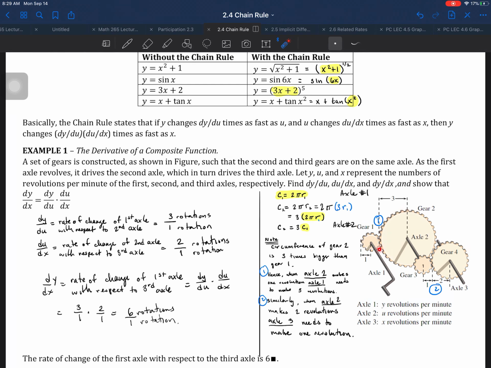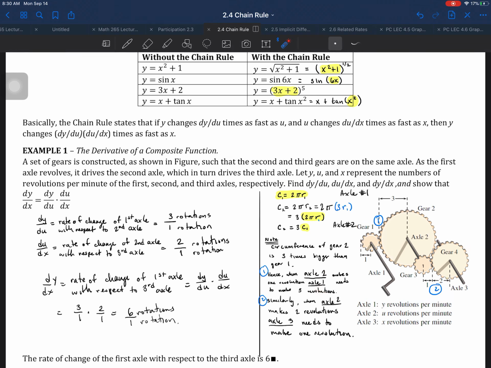So the circumference of gear 2 happens to be 3 times the circumference of gear 1. That means it takes 3 rotations of gear 1 to be equivalent to the circumference of gear 2, which means that when axle 2 makes 1 revolution, axle 1 needs to make 3 revolutions. So see how we were able to connect the axles between those two?